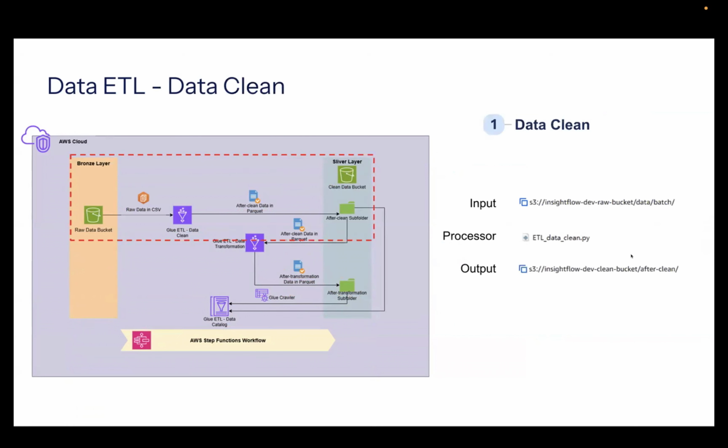Yes, let's zoom into the specific sub-step. The first is data cleaning. The input is batch CSV files stored in the raw data S3 bucket, using a custom ETL data clean PySpark script in the Glue Spark. We automatically perform noise removal, outlier handling, and format standardization. The cleaned data is output as Parquet files to a designated folder in the silver layer. This stage is crucial for improving data quality and setting a solid foundation for transformation.